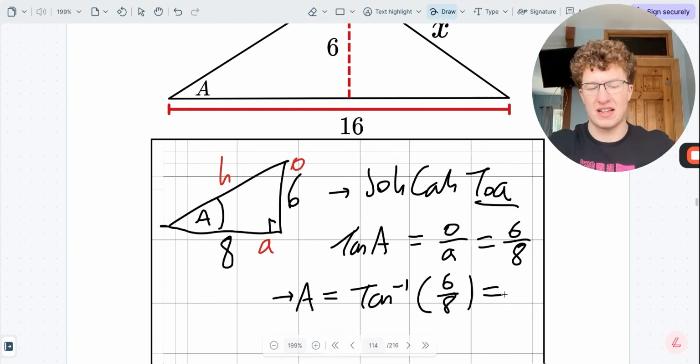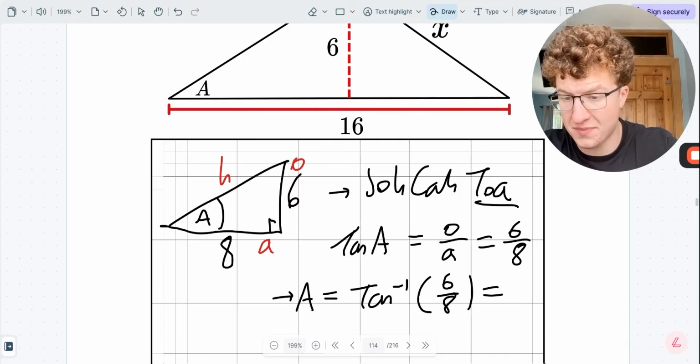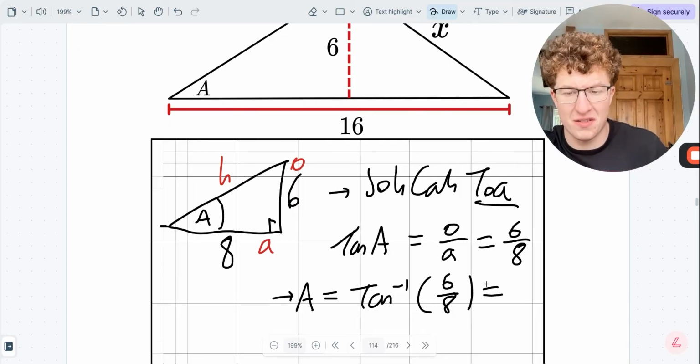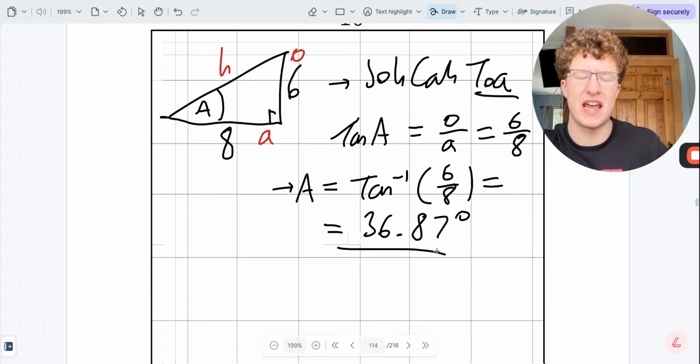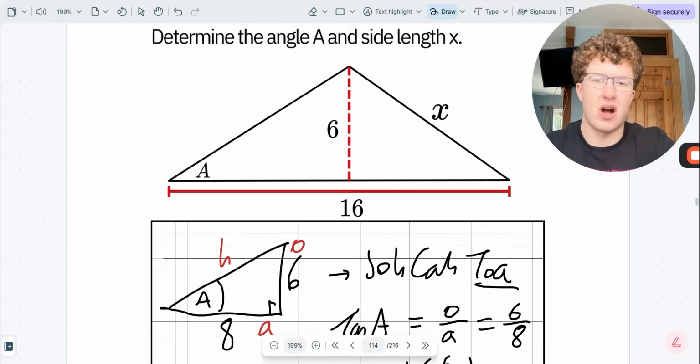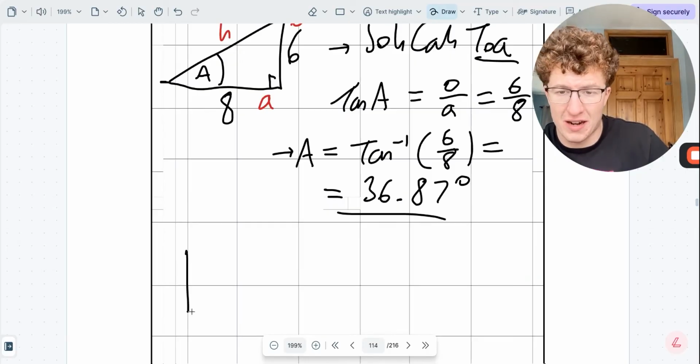So fill that into your calculator. Inverse tan of 6 over 8. 36.87 degrees. That's the measure of the angle A. Now they also want us to get the side length x. So we'll draw the other triangle here.